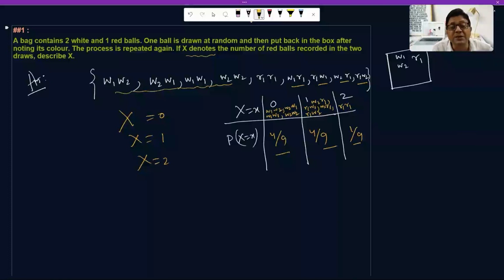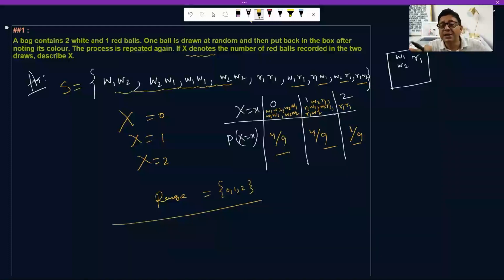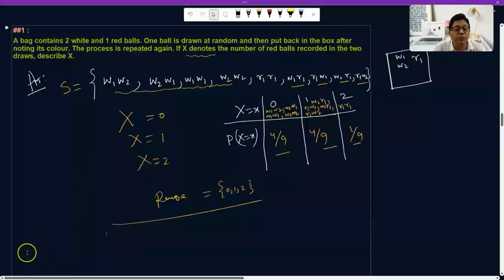What is the domain of this random variable? The domain of the random variable is the whole sample space. And the range is going to be what? The range contains these values only, these 3 values. I hope you have a crystal clear idea now on the values of a random variable, and how it is related to a random experiment. Let us go for the next problem.